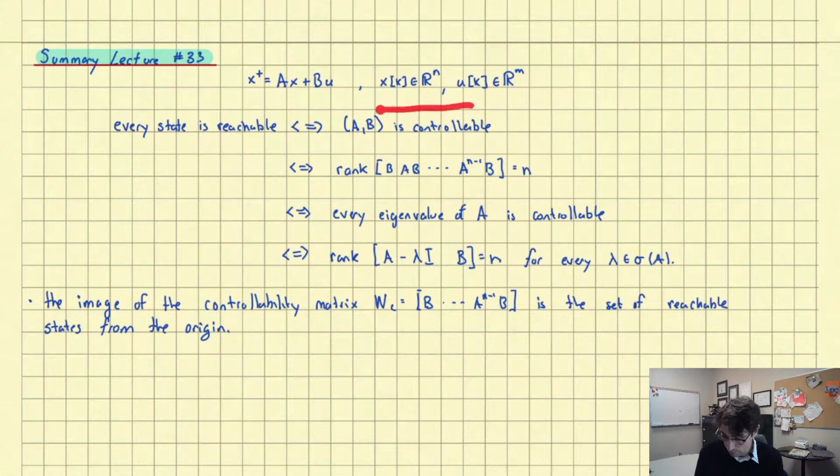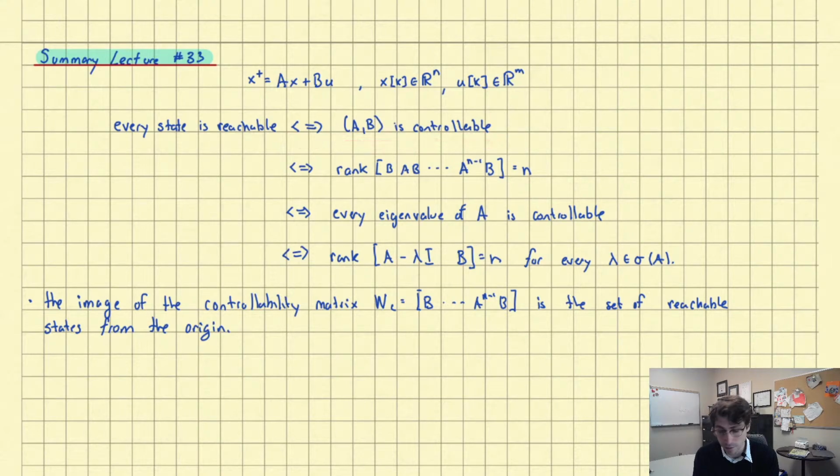Okay, so we've got our system here, our state space model. And we said that to solve the stabilization problem, we needed this notion of controllability. Then we talked about what controllability is and how we test for it. I've summarized it in this little setup here. We said that every state is reachable for the system. In other words, you can drive the system from the origin to any other state in its state space, if and only if the pair A, B is controllable. That's the definition of controllability.